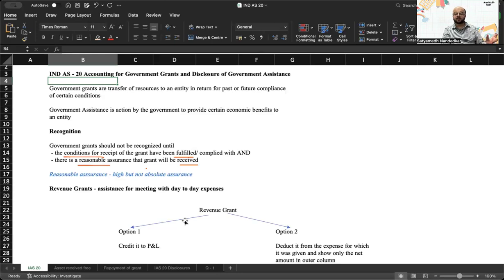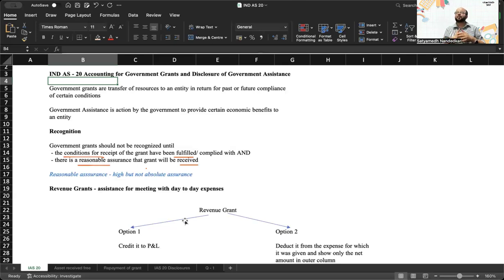The grants which are received for meeting day-to-day expenses, this is monetary help that you are receiving from the government for day-to-day expenses. How do you account for it? There are two options. Option one, the amount of grant that you have received, you should credit it to profit and loss account. The expense is on the debit side of P&L, the income is on the credit side of P&L. If you don't want to apply this approach, what you can also do is deduct the amount of grant from the total expenditure incurred and show only the net amount in the outer column of P&L.